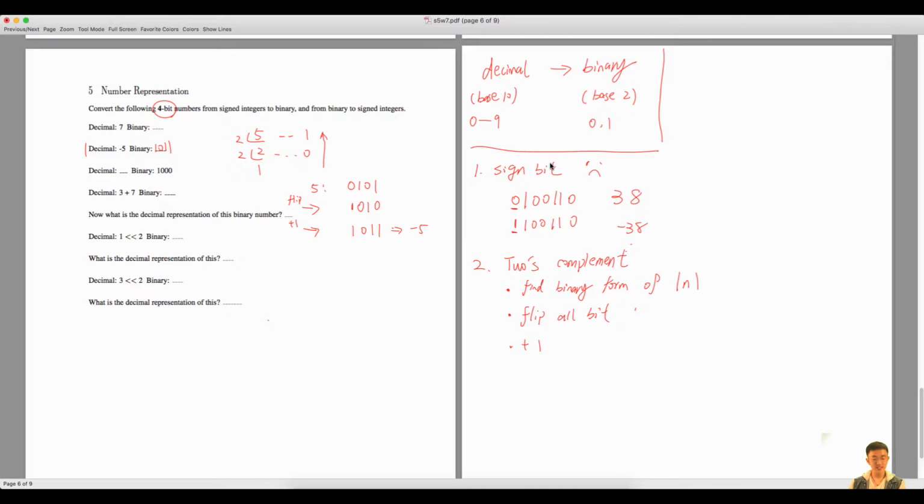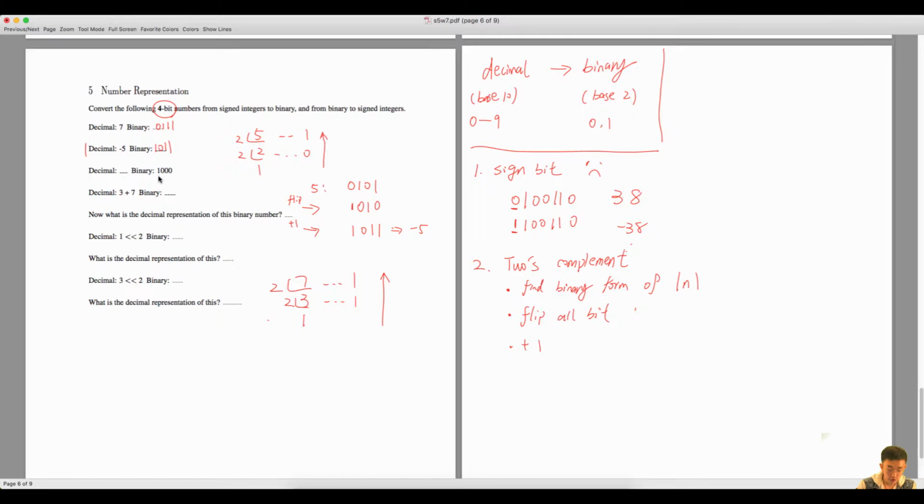So the first one, we want the decimal number 7. Again, use short division: 7 divided by 2 equals 3, remainder 1. Divided by 2 again equals 1, and the remainder is 1. And we got to 1, so we read it upside down, and it gives us 1, 1, 1. And since it is a 4-bit number, we need a padding 0 here. So it is 0, 1, 1, 1.